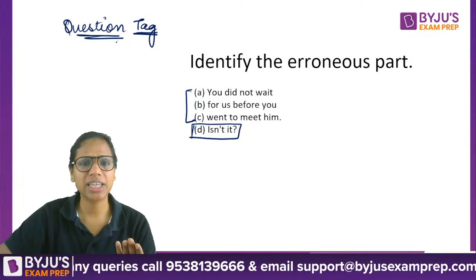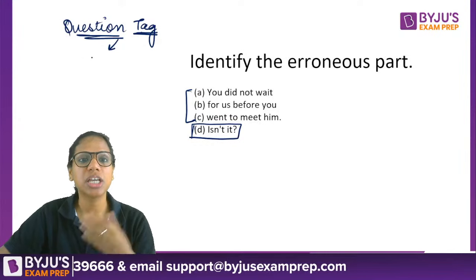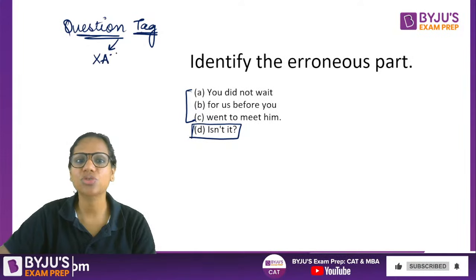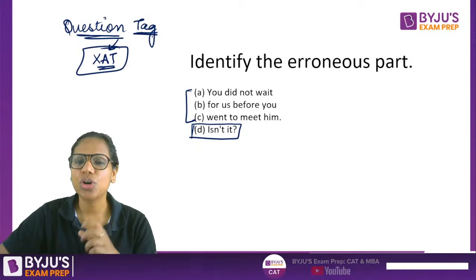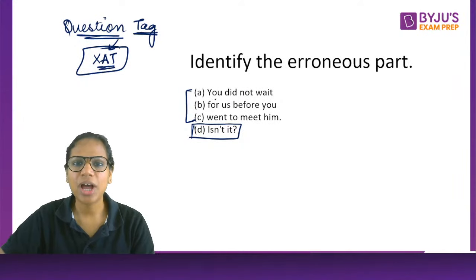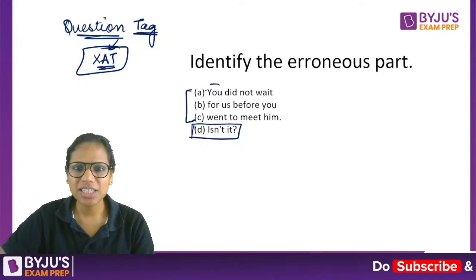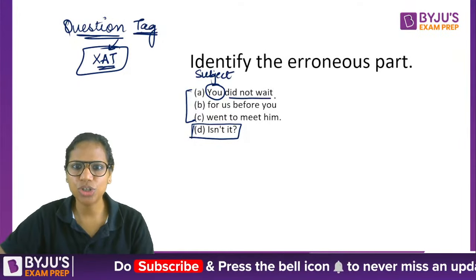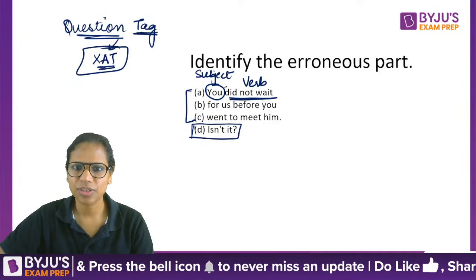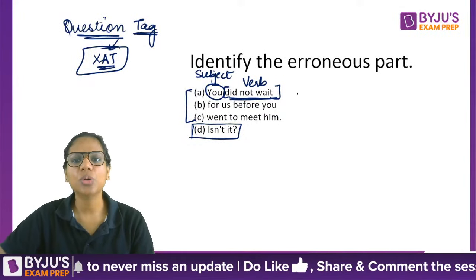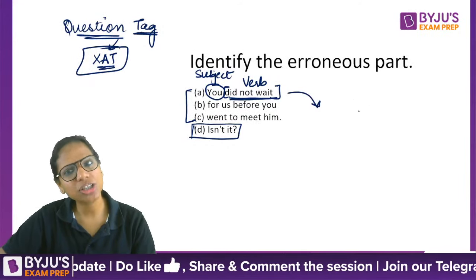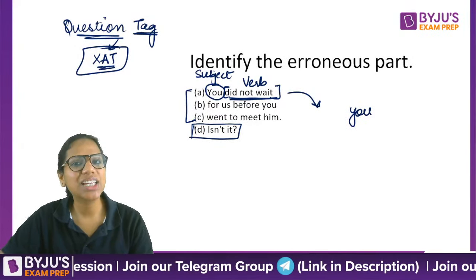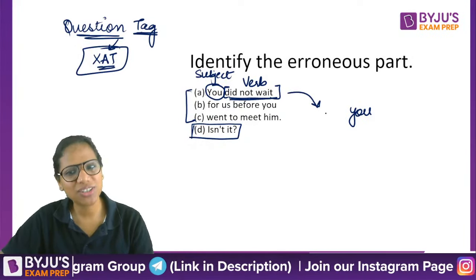I am focusing on question tags because in a couple of years, question tag questions have been asked in your management entrance exams. For instance, one such question was asked in XAT. Here, if this is the subject, you did not wait, and this is the verb, did not wait, the question tag has to first of all mention the subject again. And if the verb is negative here, it has to be positive here.